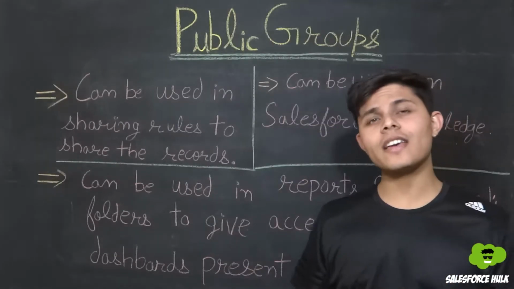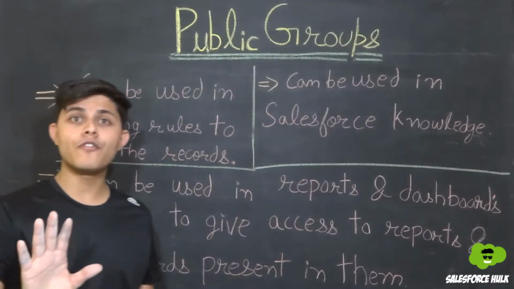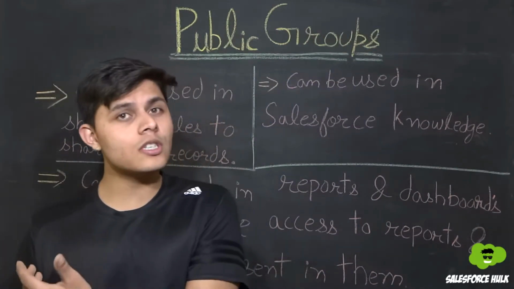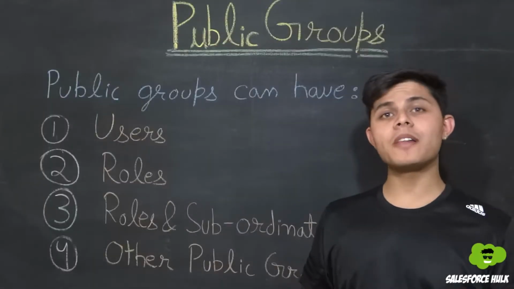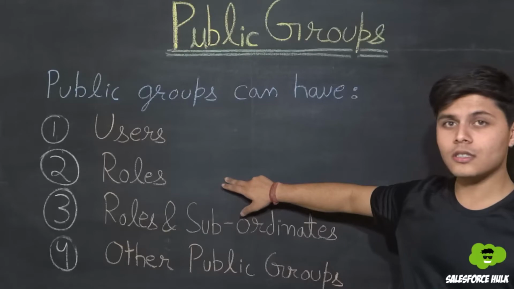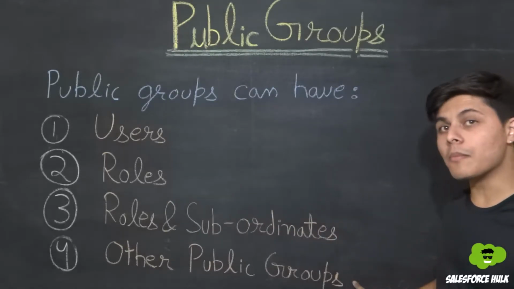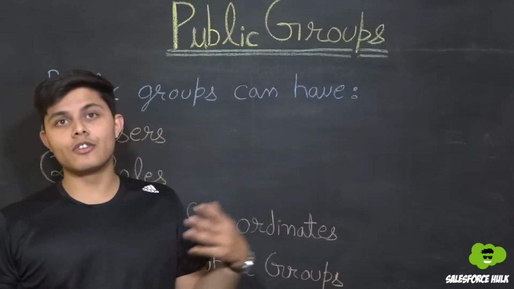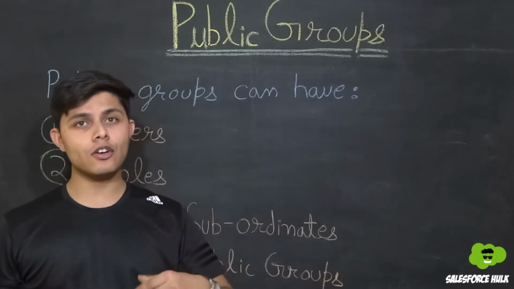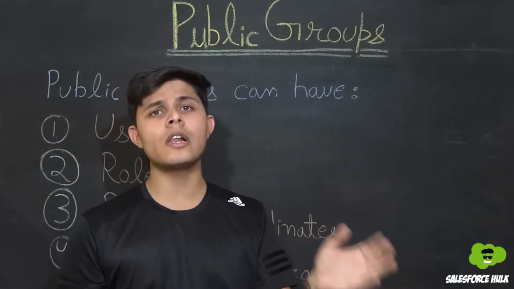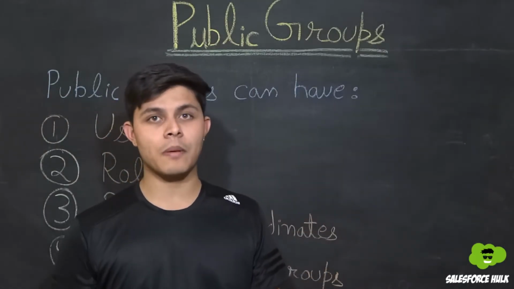Now let's see how we can create a public group in Salesforce. But before that, let's see what public groups can have. Only users or something else? We know that a public group consists of users, but they can also have roles and subordinates, and other public groups. Let me explain it to you. Public groups can include users, but when we include a role into it, then all the users who are set to that role get automatically included into that public group.